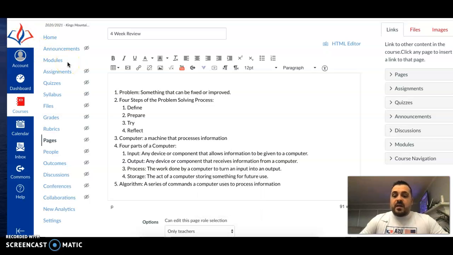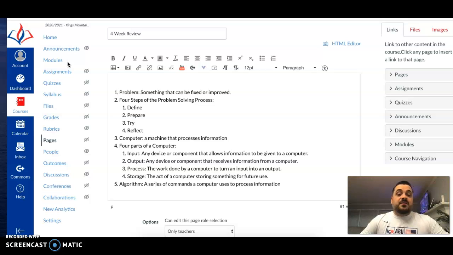Now, the third bullet point there is a computer. Okay, we define what a computer actually is. A computer is a machine that processes information. The fourth bullet point there, we talk about the 4 different things that make up a computer, the 4 parts of a computer, and those are the input, output, process, and storage.